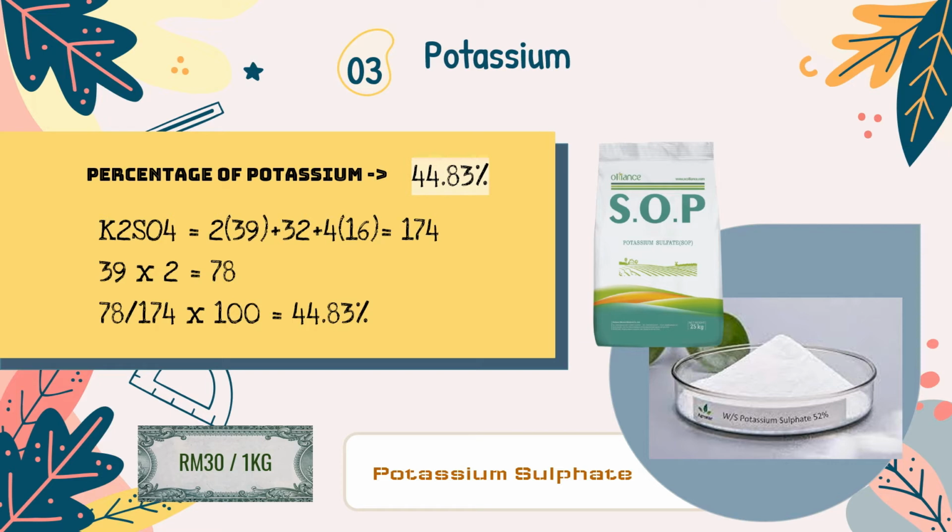So how we calculate the percentage of potassium in this fertilizer is, first, we total up the molar mass of the compound, in which we will get 174. After that, we total up the molecular mass of the potassium in the compound, which is 78. Then finally, we divide 78 by 174, and then we multiply it by 100.